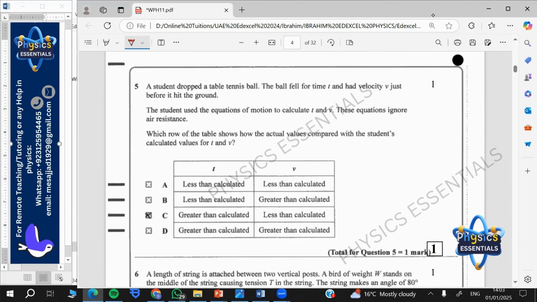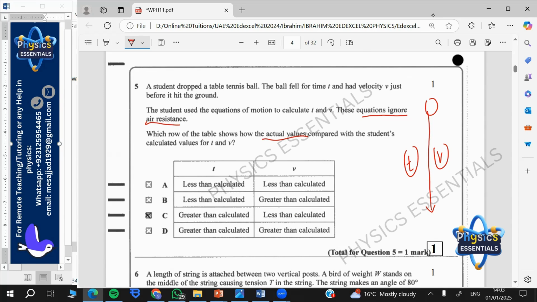Okay, so in this question they were very smart. They're saying the student is dropping the ball. So when a student is dropping the ball, he is actually ignoring the air resistance. So when dropping the ball and ignoring the air resistance, you're measuring velocity and time, two things. In actual values there will be some air resistance and there will be some delay in the ball reaching the ground.